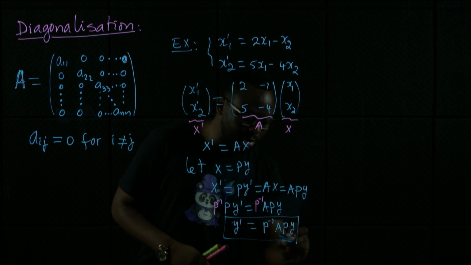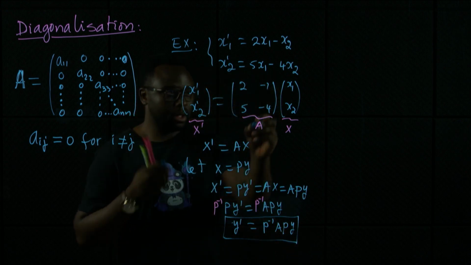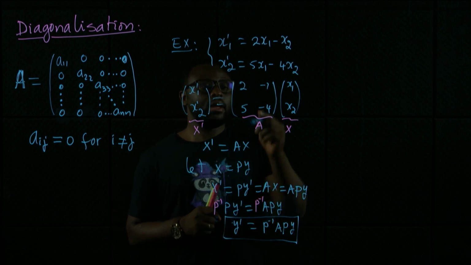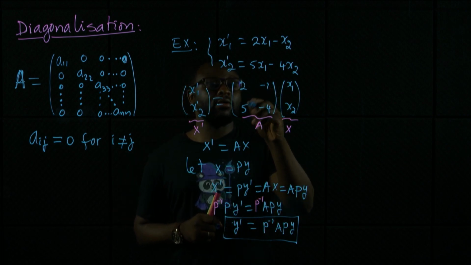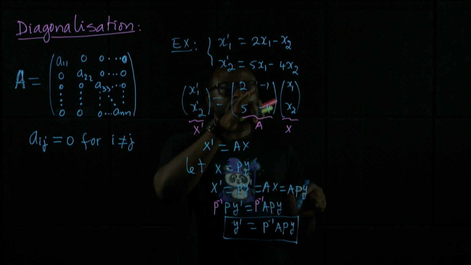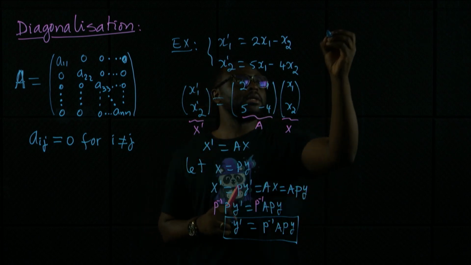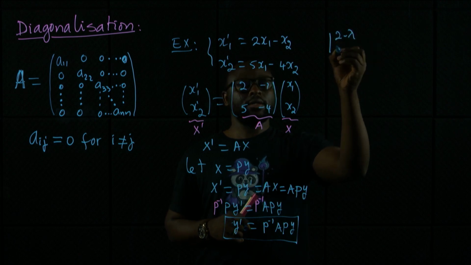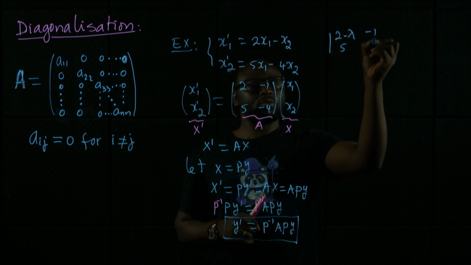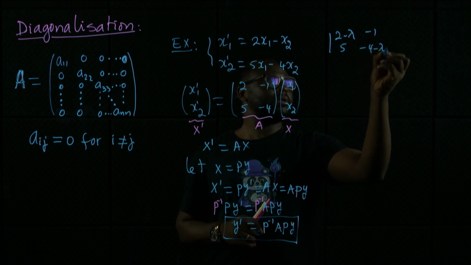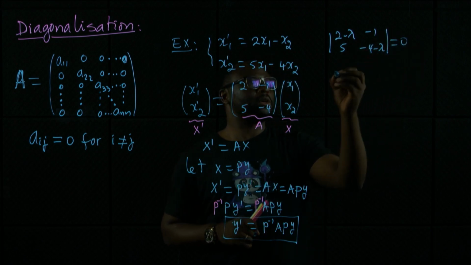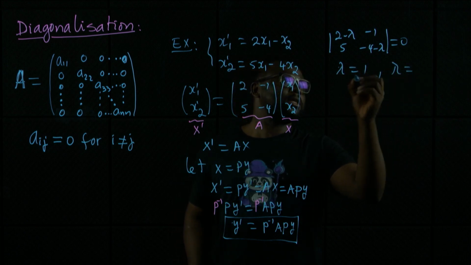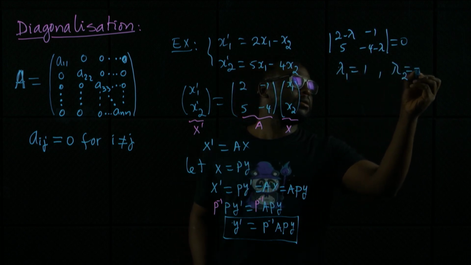Now let's go back to the matrix A, capital A. This matrix capital A is very important here. We have to find the eigenvalues of this matrix. We want to know the eigenvalues associated with this matrix. So by definition of the eigenvalue, this is the determinant of 2 minus lambda, 5, minus 1, minus 4 minus lambda, equal to 0. If you solve this, you find that lambda 1 is equal to 1 and lambda 2 is equal to minus 3.